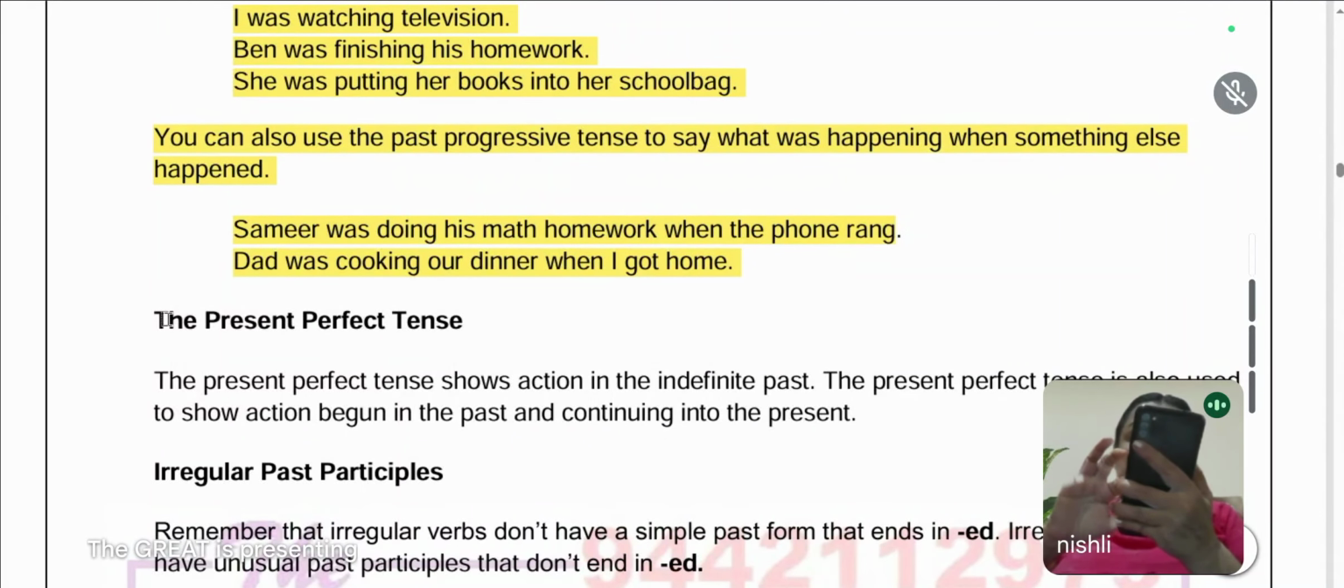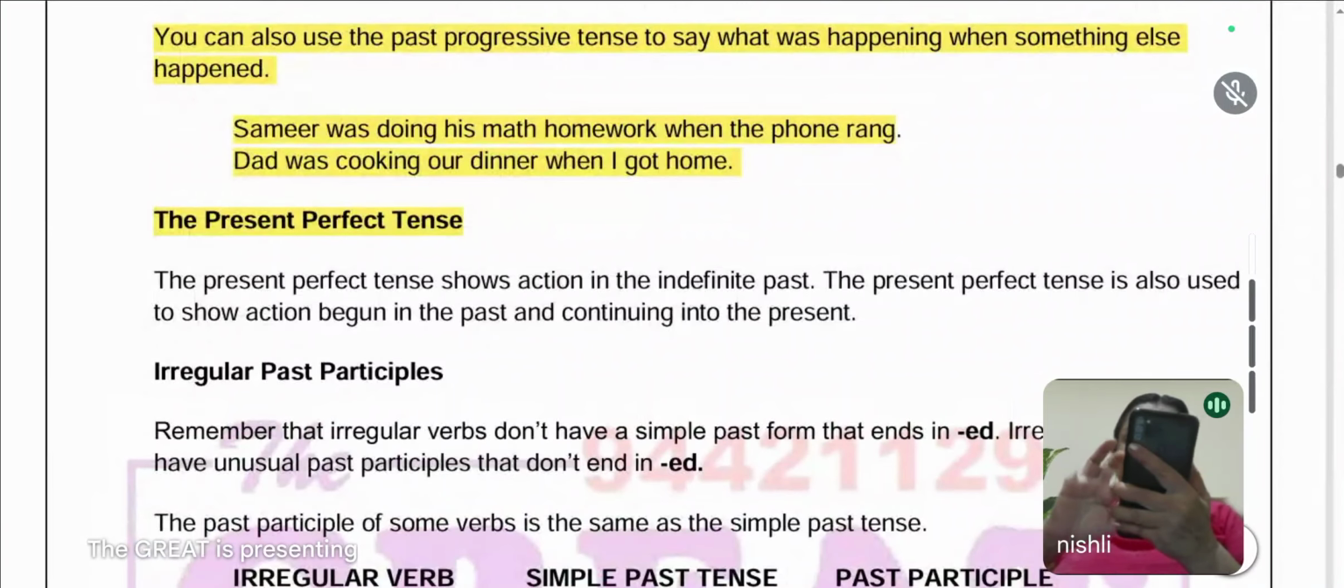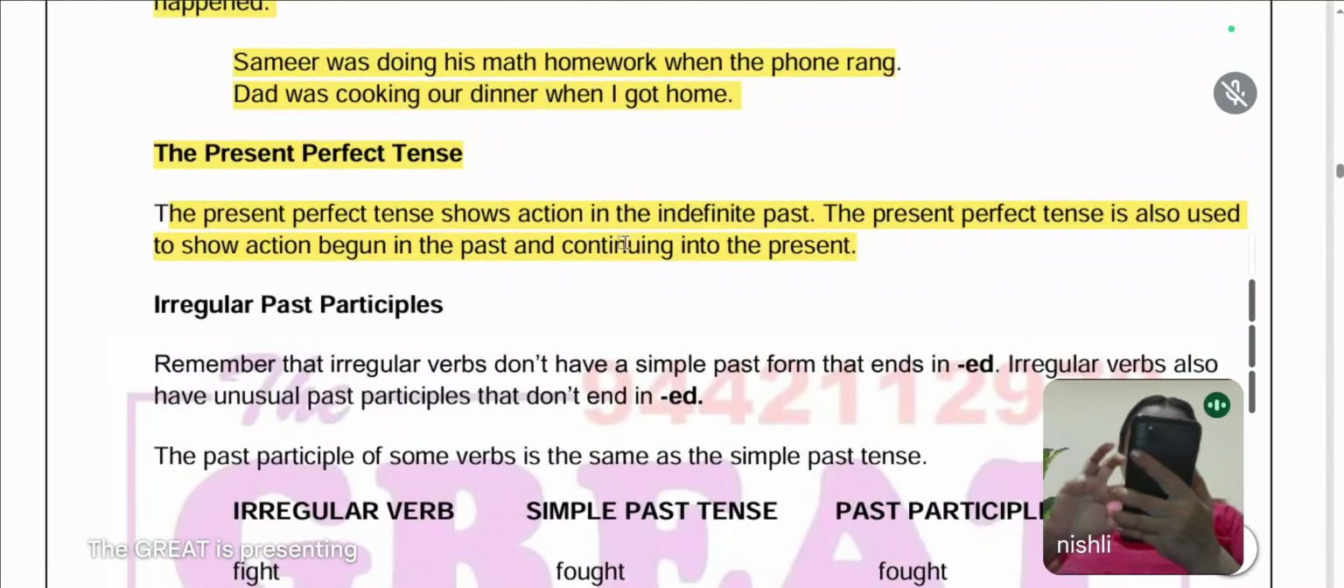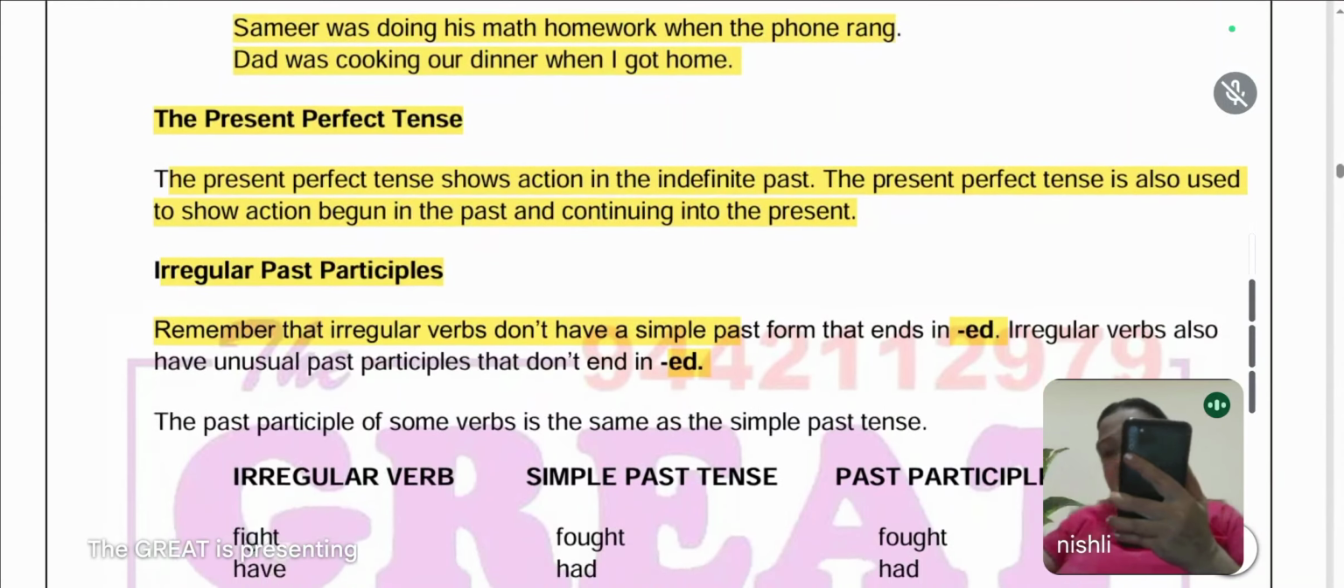Next is present perfect tense. Present perfect tense shows action in the indefinite past. The present perfect tense is also used to show action that began in the past and continues into the present. Then irregular past participles. Remember that irregular verbs don't have a simple past form that ends in ed. Irregular verbs also have unusual past participles that don't end in ed.